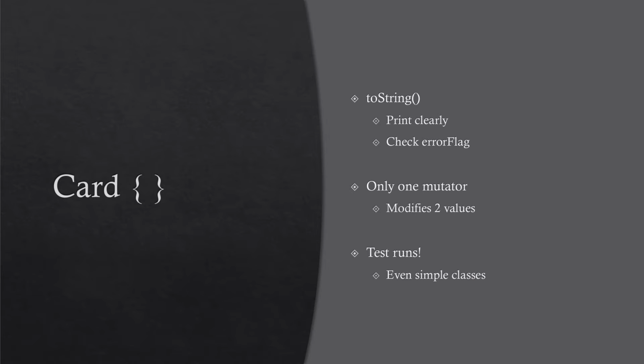Your toString method must print clearly, and it must also check that error flag that I was talking about, because you have to print something special out. You will only have one mutator. It's going to modify 2 values simultaneously. And don't forget to do a test run. Even though this is a really simple class, you need to test all parts of your program.